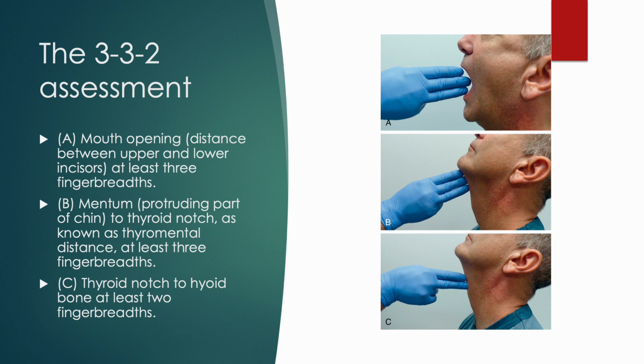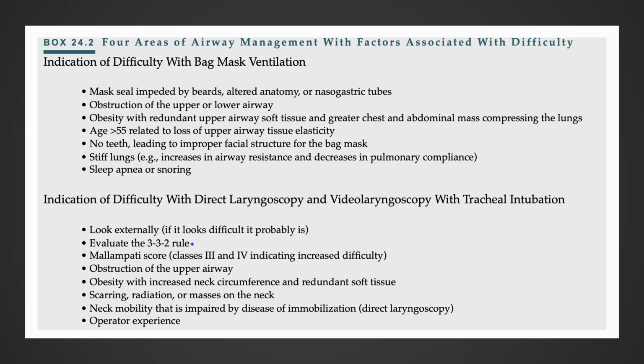If you're using electronic charting, and you're used to going through and clicking things, full range of motion, greater than 3 finger breadths for thyromental distance, pay very close attention to how you chart for pediatrics. Very rarely is a pediatric airway greater than 3 finger breadths. Pay very close attention to that. I see that all the time done on charting. I'm like, nope, that is inaccurate. But the full 3-3-2, looking at the thyroid notch to the hyoid bone, is not done as often.